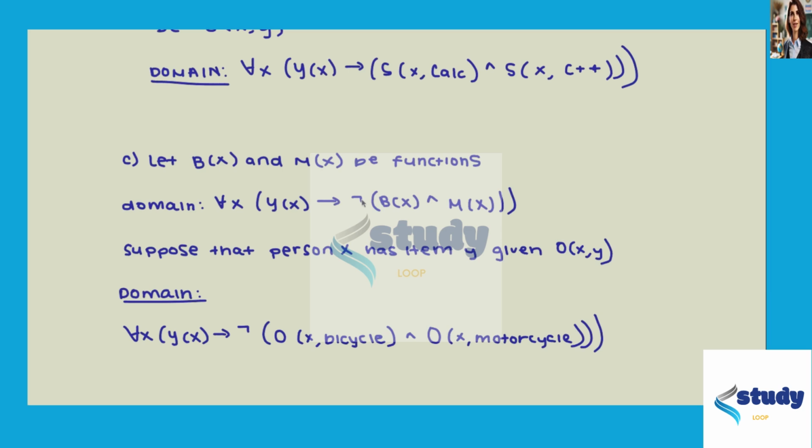Now suppose that person x has an item y, which we denote with O of x comma y. So now we have to find the original statement. For all x, this would be true: y of x maps to the negation of O of x comma bicycle and O of x comma motorcycle.